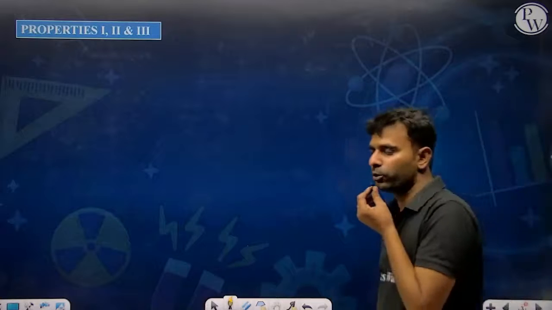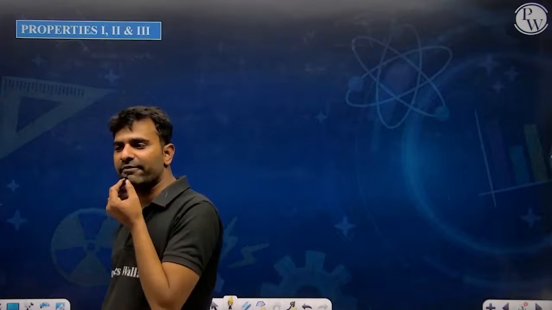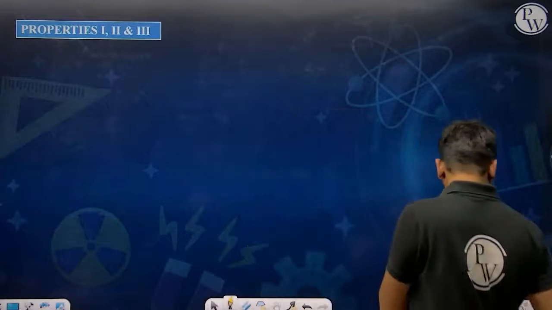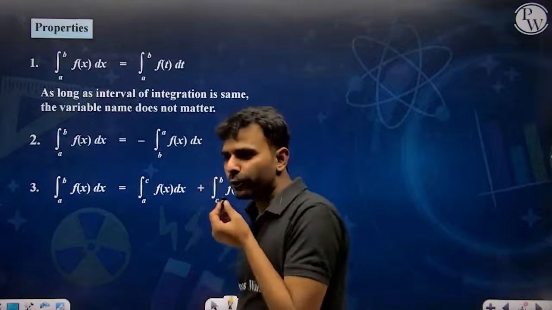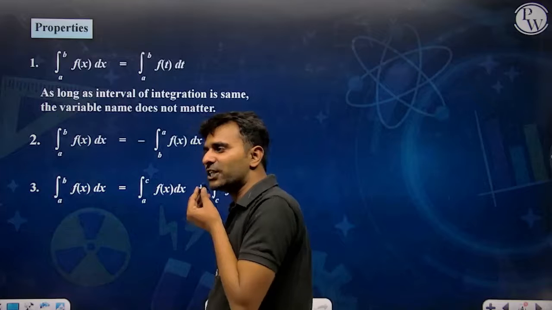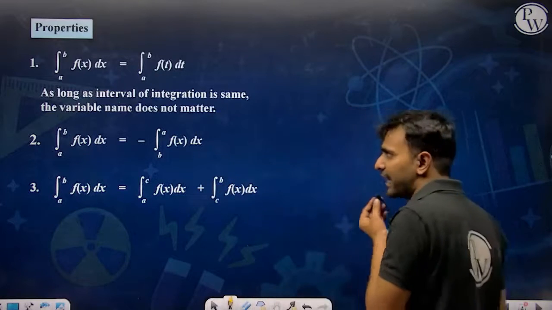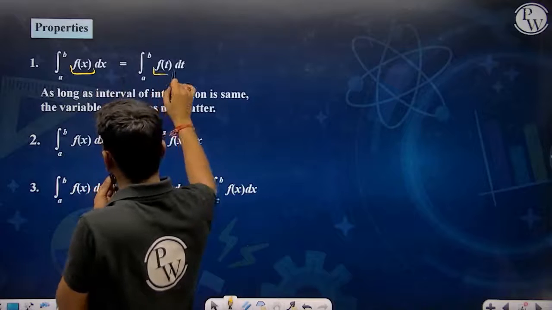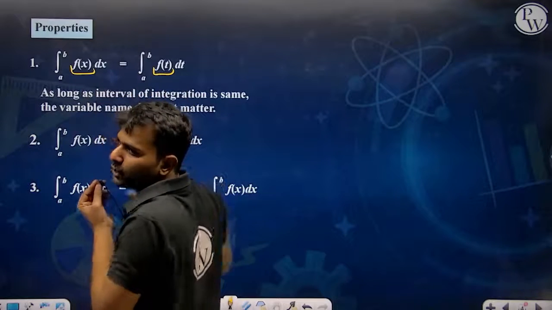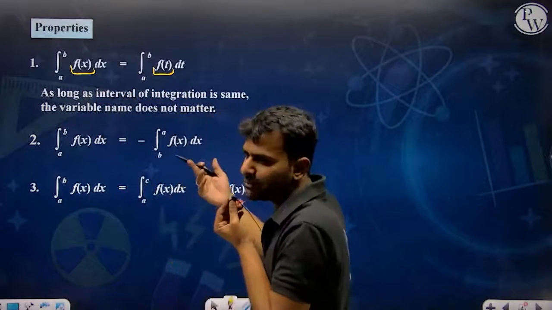So here we go. The first 3 properties are comparatively very easy, so let's first deal with these 3. Number 1, as I told you in indefinite integration as well, Shakespeare property: what's there in a name? If x in the integrand has been replaced by t, then nothing is going to get changed. Why? Because x has been replaced by t.